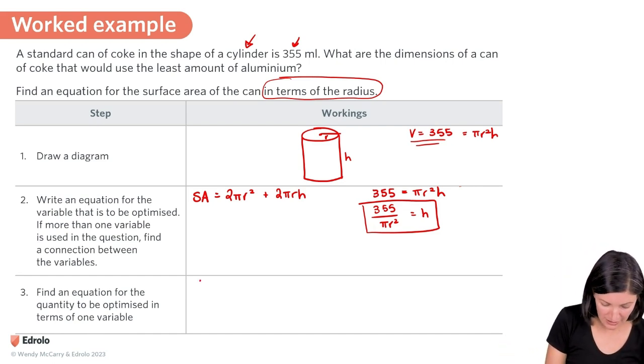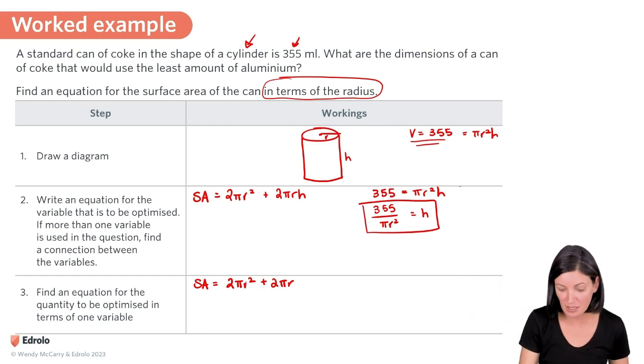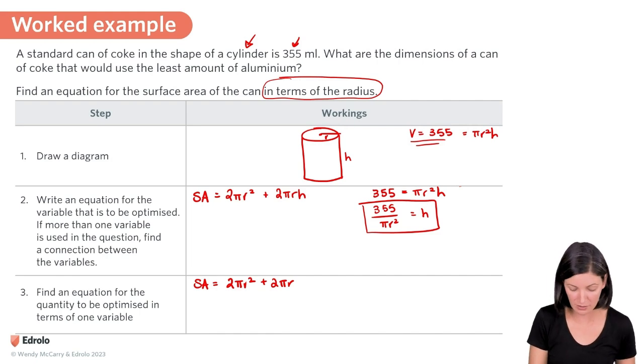So I'll do that in step 3 here. I get 2πr² plus 2πr. Now instead of h, I'm going to substitute h is equal to 355 over πr².